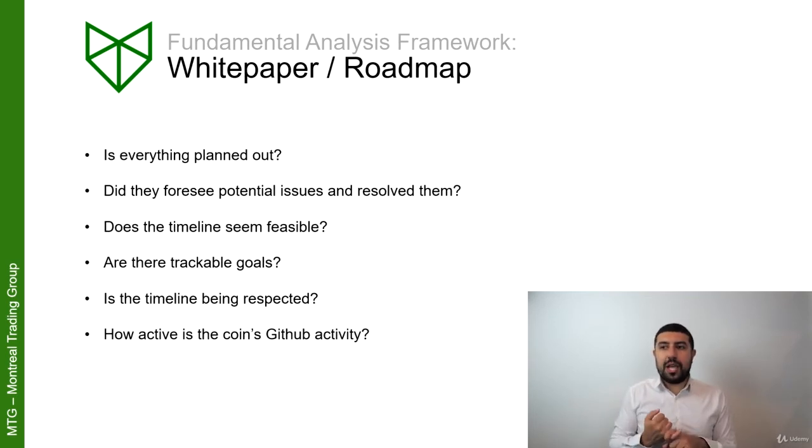Next, you want to look at the white paper and the roadmap. For every coin that you invest in, you should read the white paper. The white paper is what they release when they launch the coin to explain what they want to do and what this coin is going to be doing. It talks about the team, the coin distribution, how they raise capital, how the coin works, whether there is a utility or no utility, and then the roadmap: what they're going to achieve and when, right? So you want to make sure everything is planned out.